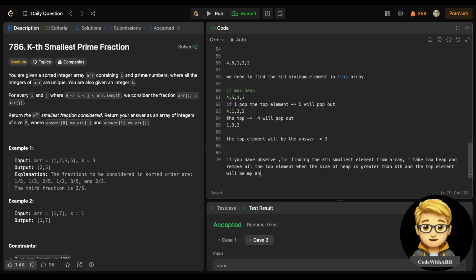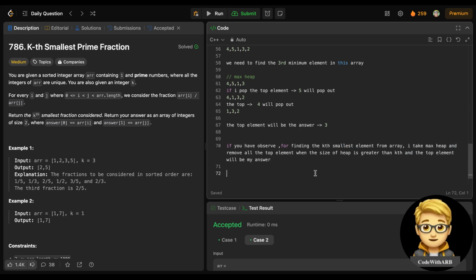Why is it happening? Because the numbers which are greater than the kth smallest number are already removed from the max heap. So the left out number in the priority queue, the top element, will be the kth smallest element. That's why we are taking a max heap for the kth smallest number.